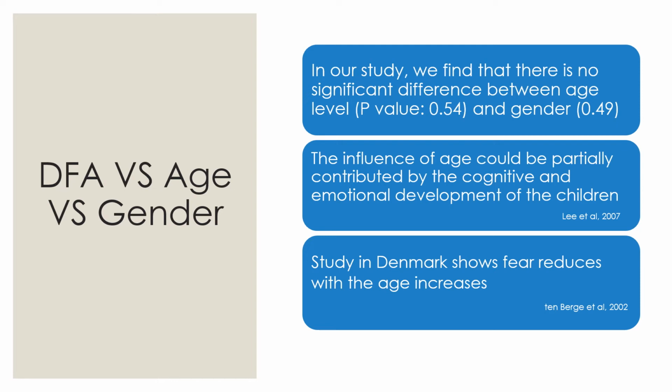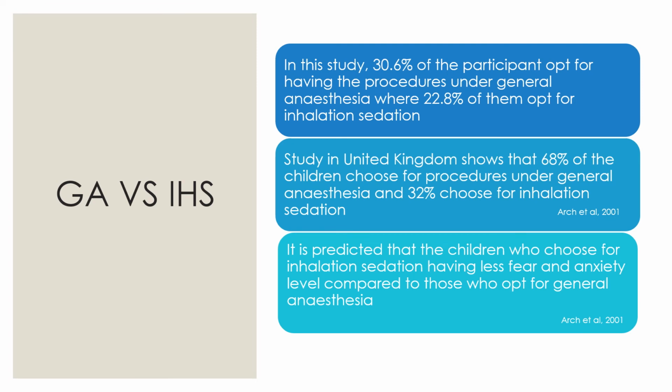The influence of age could be partially contributed by the cognitive and emotional development of the children. A study in Denmark shows fear reduces as age increases. In this study, 30.6% of participants opt for having the procedures under general anesthesia, while 22.8% of them opt for inhalation sedation. The study in the United Kingdom shows that 68% of the children choose procedures under general anesthesia, and 32% of them choose inhalation sedation. It is predicted that children who choose inhalation sedation have less fear and anxiety compared to those who opt for general anesthesia.